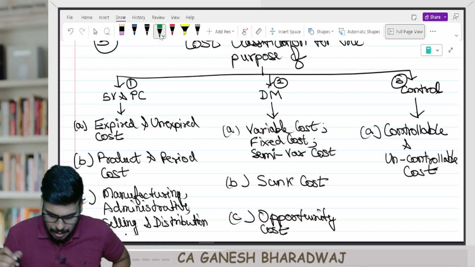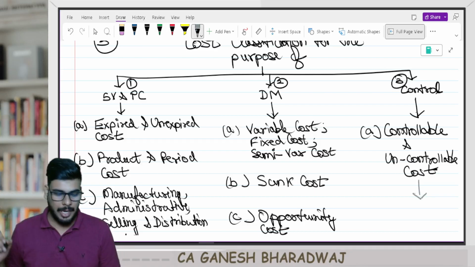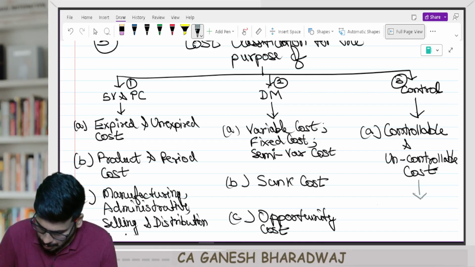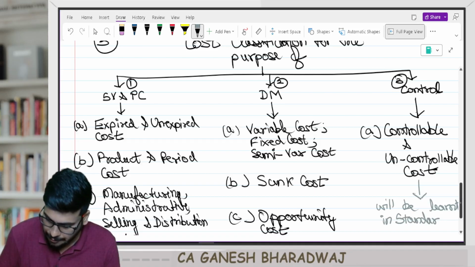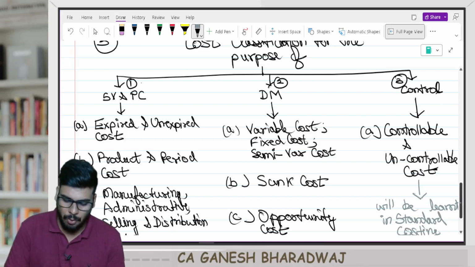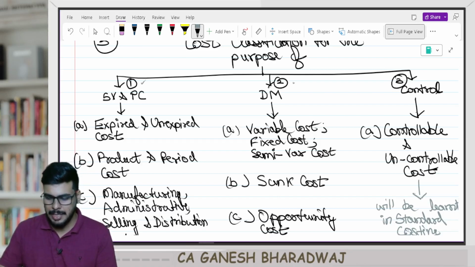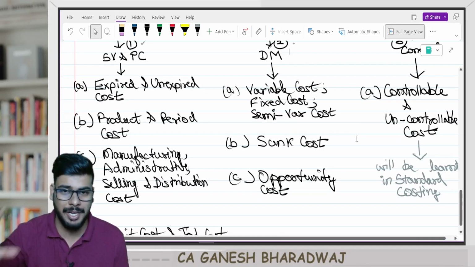One second. What you do is take a pencil and pull an arrow here. Controllable and uncontrollable costs. Pull an arrow here. Will be learnt in a chapter called standard costing. So right now we will be focusing on the first two, 1 and 2. The third part, controllable and uncontrollable, is more of a theoretical understanding. More details about that we will learn along with standard costing. Don't worry about it right now.